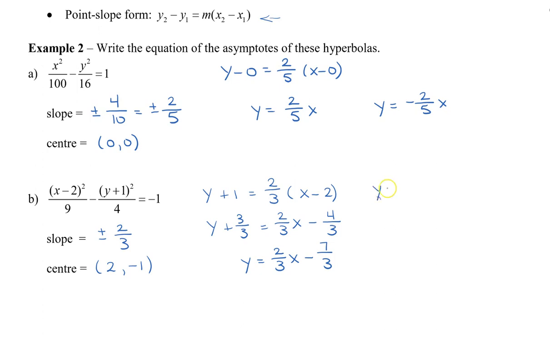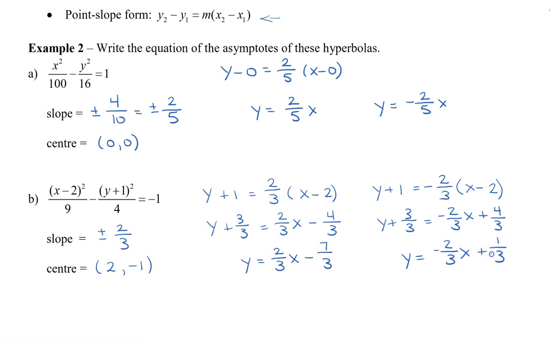Now let's see if there's anything different when I use the negative slope. So this will be negative 2/3. It still goes to the same center point, 2, negative 1. And again, I'm going to change my 1 to 3/3. So I can see that I'm going to have to use 3 as a common denominator. This time it'll be plus 4/3. So y equals negative 2/3 x. When I subtract 3/3 from both sides, this time I actually get plus 1/3.